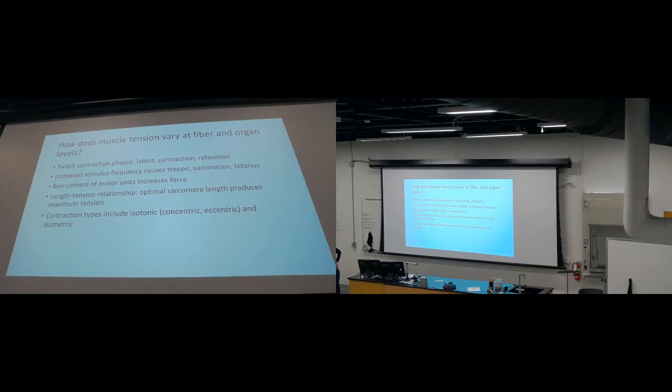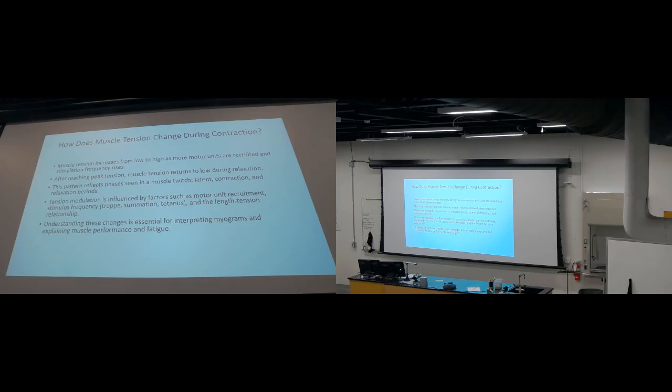And we have some contraction types, like something that's called isotonic, which has two variations, concentric and eccentric, and we have isometric. In isometric, you have the same length of the muscle fibers, and the tension increases. And in isotonic, you have more tension, but the tension can be going towards the center of the muscle, which is concentric, or eccentric, away from the center of the muscle.